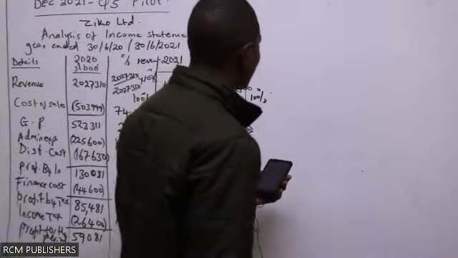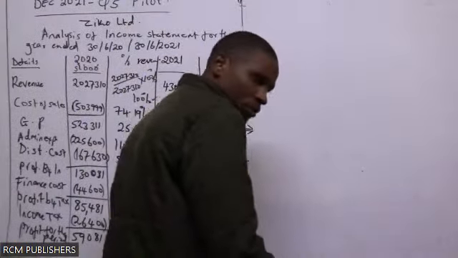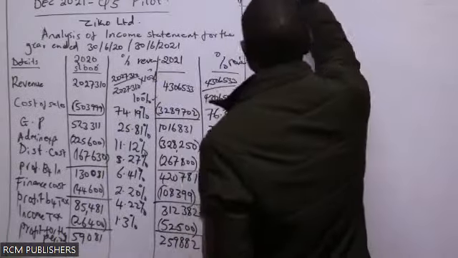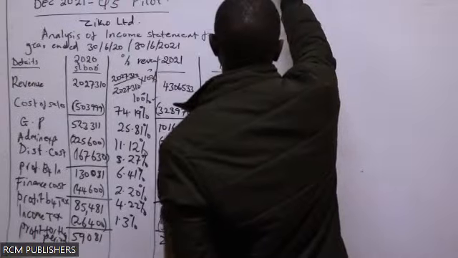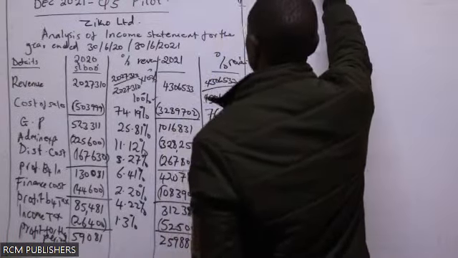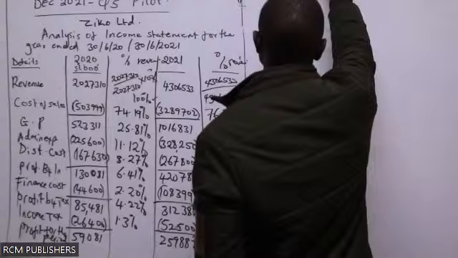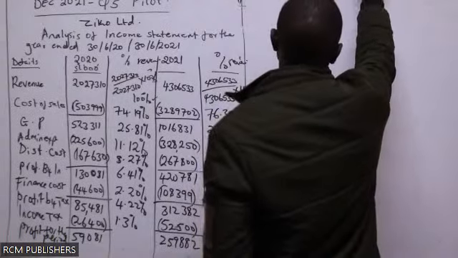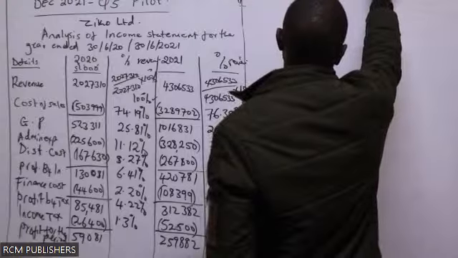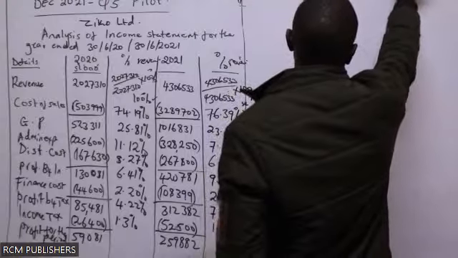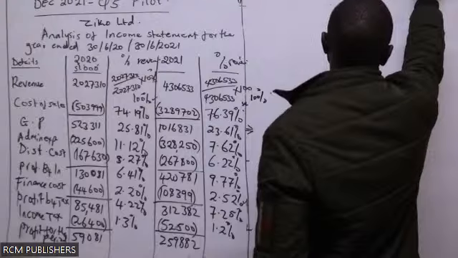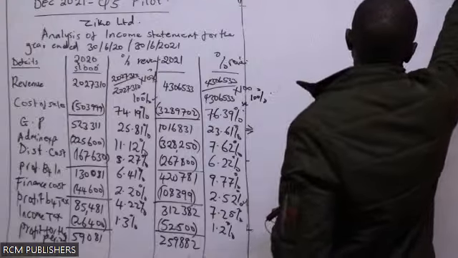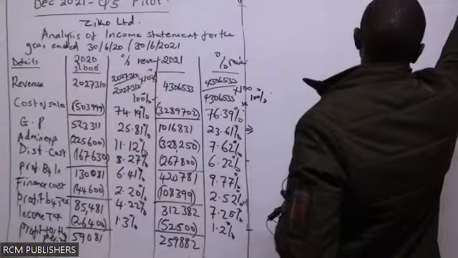Then you go to dividend, of course. Go to dividend. Details. Then you have 2020 shillings in thousand. Then percentage of revenue. And then you have 2021 shillings in thousand. And then a percentage of sales or revenue.